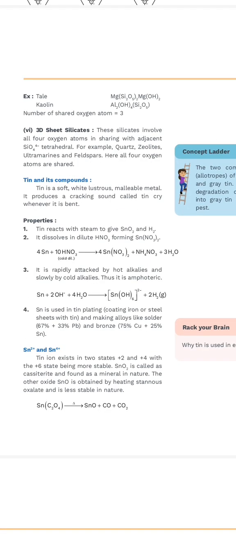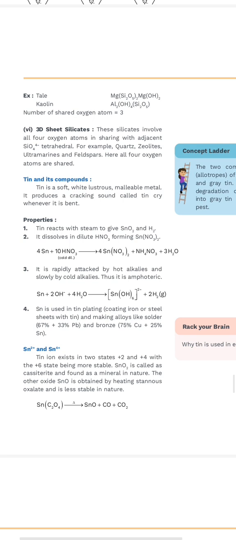Next concept is tin and its compounds. Tin is a soft, white, lustrous, malleable metal. It produces a cracking sound called tin cry whenever it is bent.